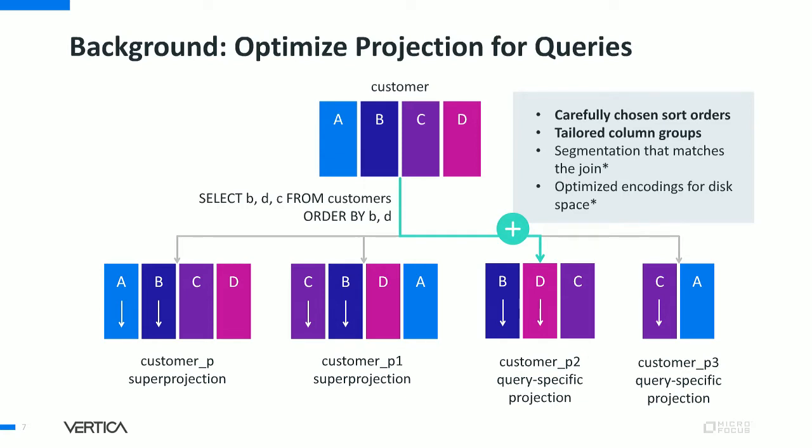In addition, Vertica is a distributed database and allows a projection to be segmented based on the hash of a set of columns, which is beneficial if the segmentation matches the join keys or group keys. And finally, the encoding of each column is also part of the design, because when the data is sorted in a different way, it may completely change the optimal encoding for each column.